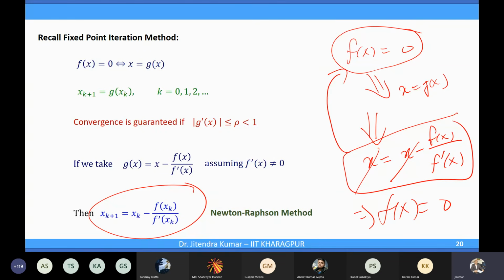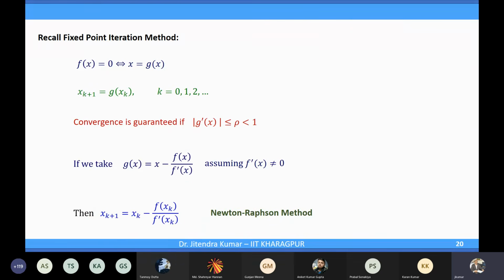It's the same thing. So we have rewritten f(x) equal to 0 in this form, x is equal to x minus f(x) over f prime(x). That means your g(x) is just x minus f(x) over f prime(x). So it's a special case, the same scheme. It is a fixed point scheme where the structure of g(x) is fixed as x minus f(x) over f prime(x). Is that clear? This step is clear to all of you?